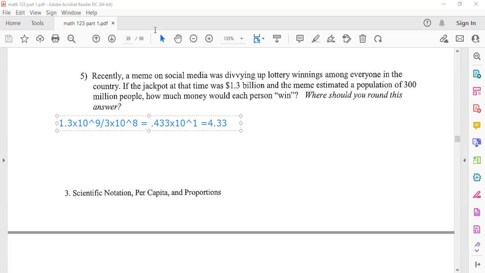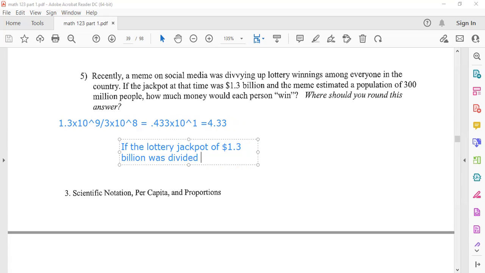So what does this mean? This means if the lottery jackpot of 1.3 billion was divided among the population, each person would receive $4.33. Don't spend that all in one place.